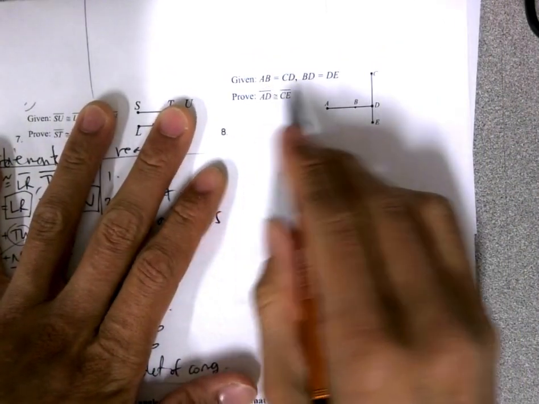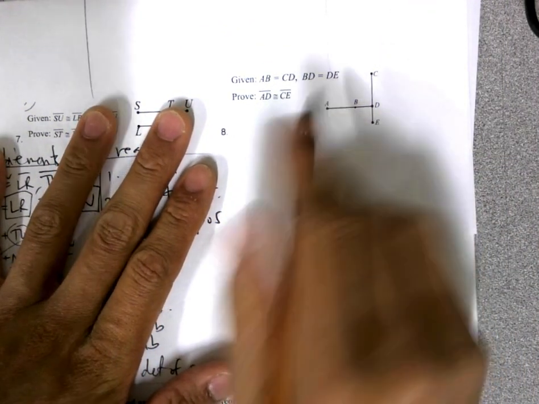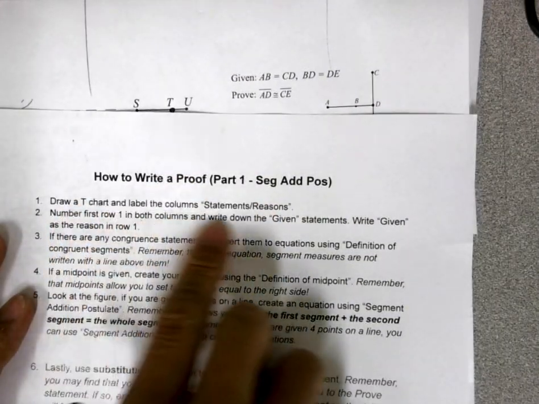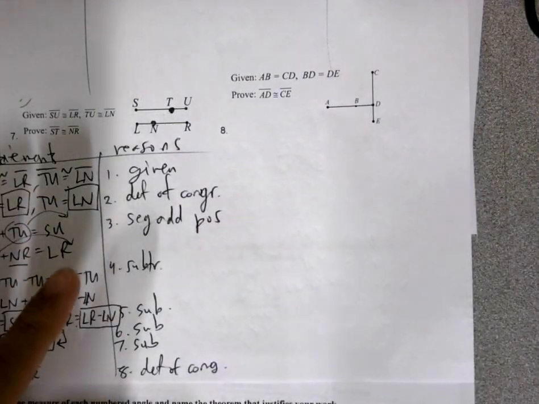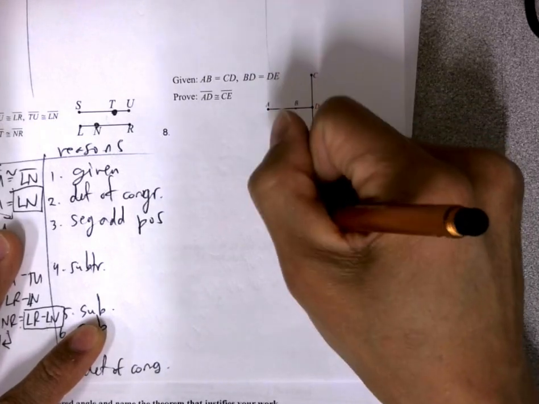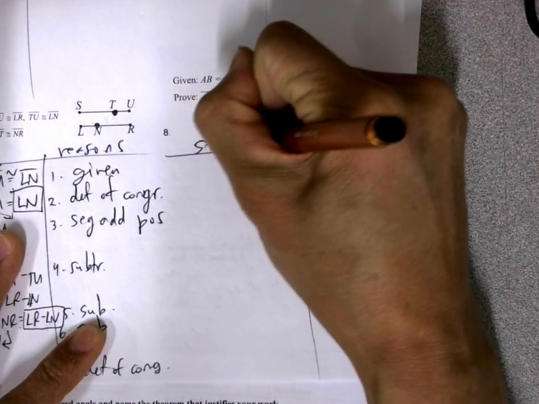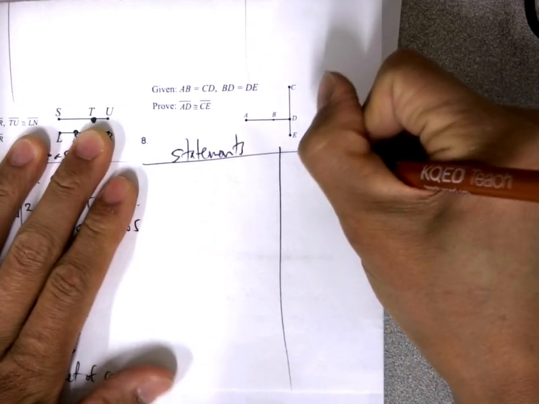We have this problem here, and so what do we do in our steps? We start by writing a t-chart with statements and reasons, and we label the first row 1, right? So let's go ahead and try that. We're going to do this right here. We got statements, and we have reasons.